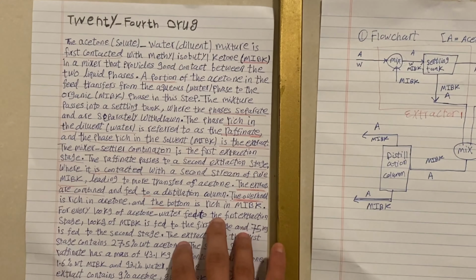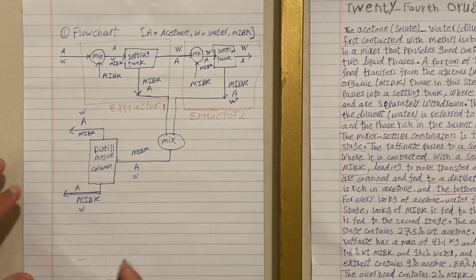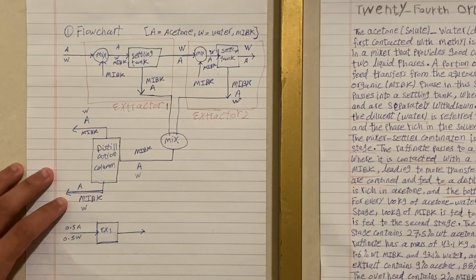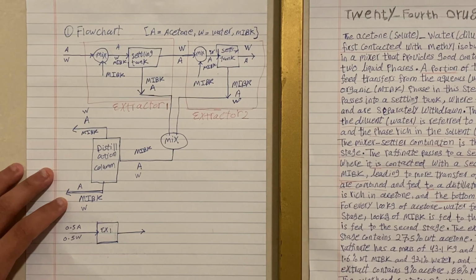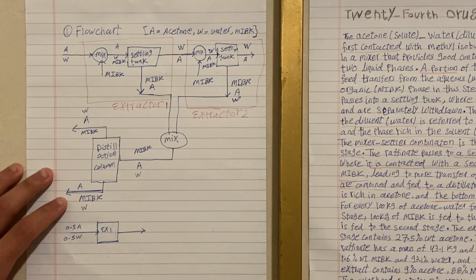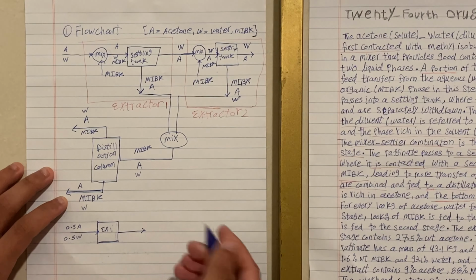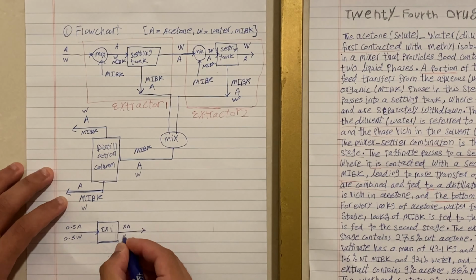Assuming we filled in all the information, find the unknowns. But before that, simplify the flowchart, make it simple enough for us to calculate every single piece of information. I didn't write it here in the question, but it said that we have a mixture of 0.5 acetone and 0.5 water. It will come to extractor one, the mixer-settler combination. It will leave, and it will have a certain composition of acetone, XA, XW, and 1 minus XW minus XA.